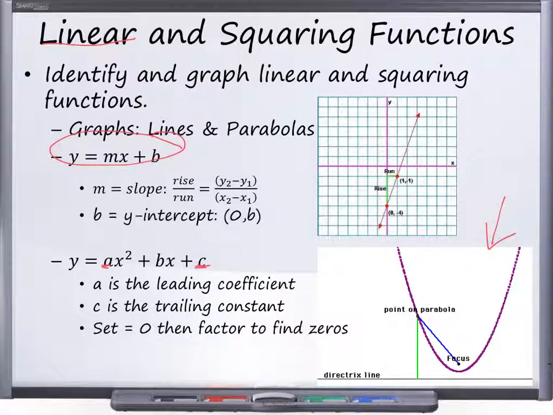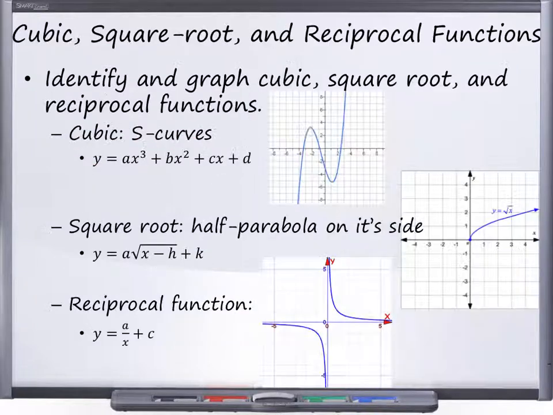We set it equal to 0 and factor. That finds us the zeros of the function. Here we have a cubic function. Notice the two different turns, the 3 zeros. Okay, this is all part of cubic functions. It's going to have 3 zeros, 1, 2, 3, and 2 turns.